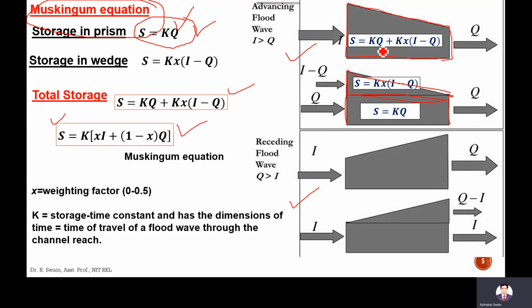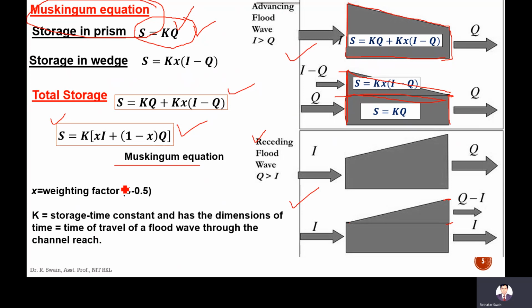You can see here in the advancing stage, this portion is I minus Q. The wedge storage depends upon I minus Q. But in the receding flood, Q is more and I is less, so the storage is a function of Q minus I. So S is equal to K whole into XI plus (1 minus X) into Q is called the Muskingum equation. This is the storage equation which is widely used and very popular.